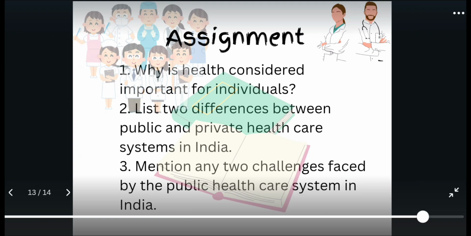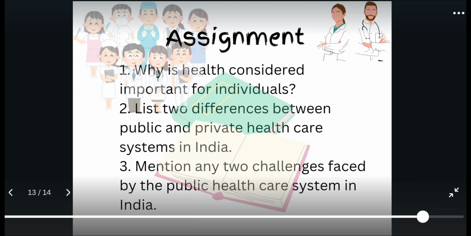Second, list two differences between public and private healthcare systems in India. So while listing the differences, you can talk about their services, their infrastructure, the quality of doctors, medicines, the money to be paid, if it's low cost, free of cost, or expensive. You can mention all of these points. Third, mention any two challenges faced by the public healthcare system in India. So the public healthcare system is a healthcare system run by the government. So what are the challenges they come across? You can list those challenges.